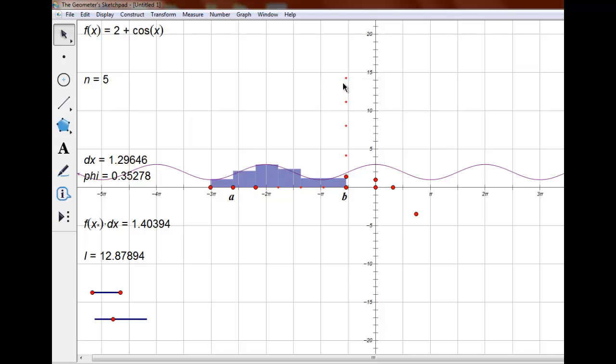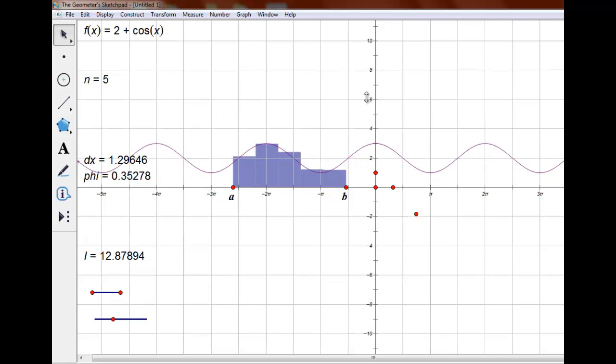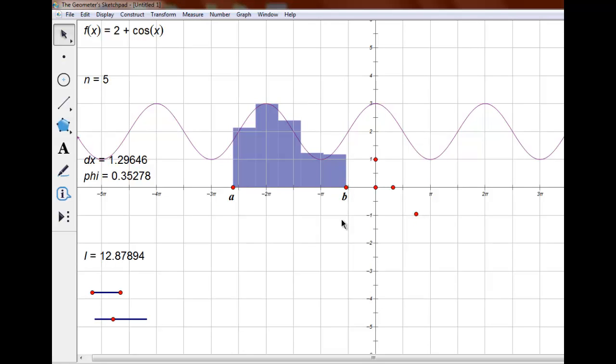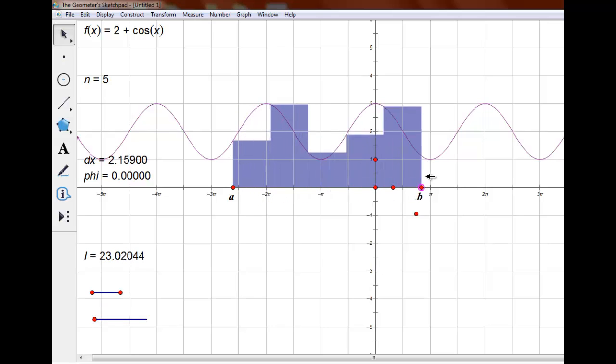Now I can start hiding the things that we don't need in our final sketch, including that leftmost rectangle. And that is our Riemann sum. Left sum, right sum, things in between. I can put A and B wherever I want.